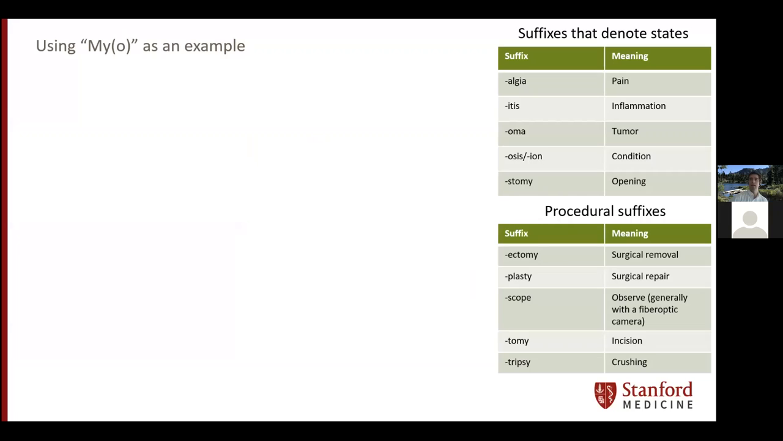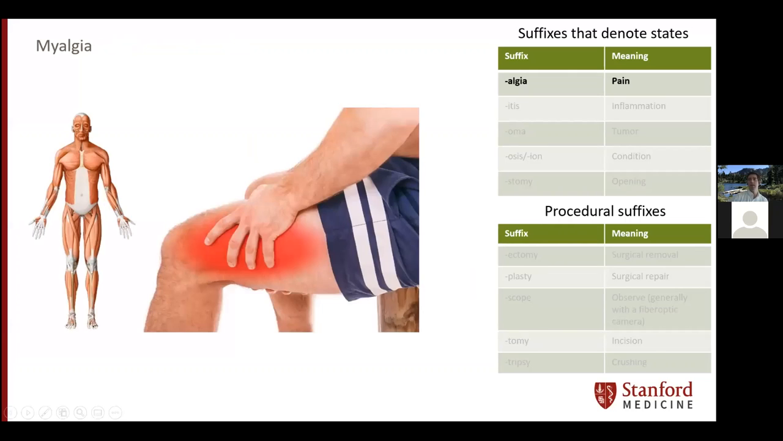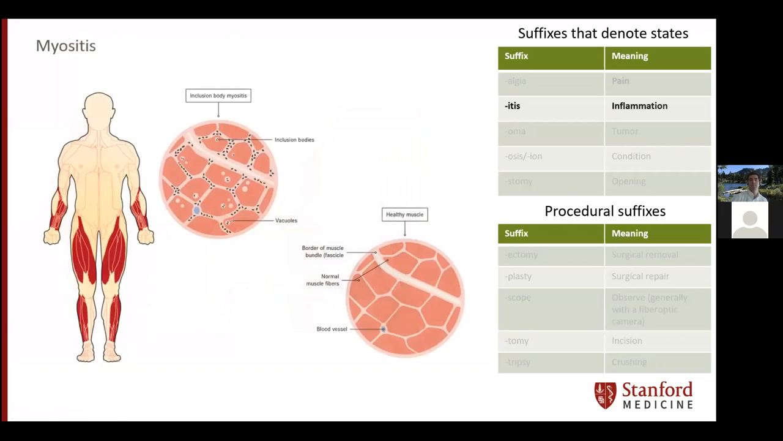So let's use myo as an example. So for instance, myalgia is pain within a muscle group. And most commonly, you'll see that in the back, the shoulders, and the quadriceps. Whereas myositis is inflammation within the muscle. And there are a number of different causes of this. What I'm trying to show here are blood vessels within the muscle tissue that are breaking that apart, causing inflammation. And generally this presents with weakness. So examples of this are inclusion body myositis, polymyositis, etc.